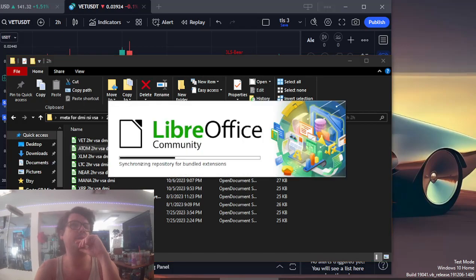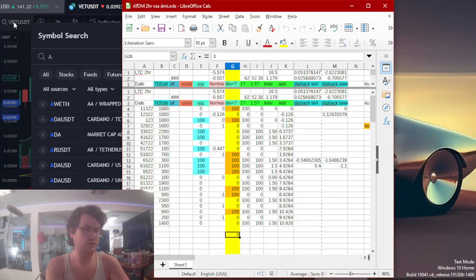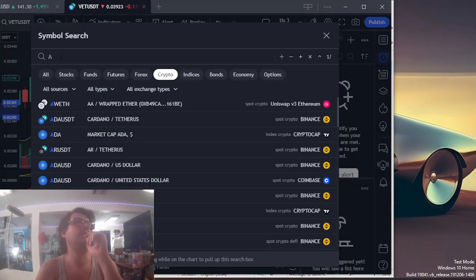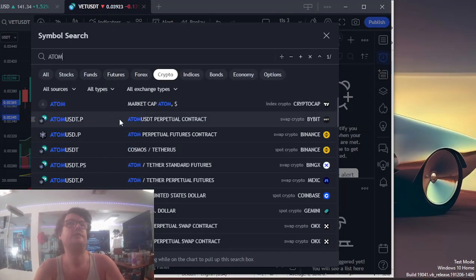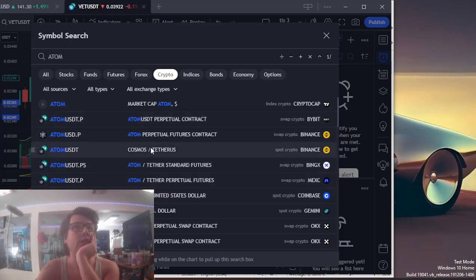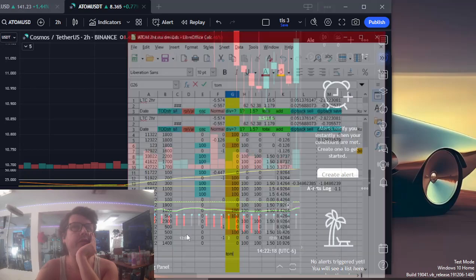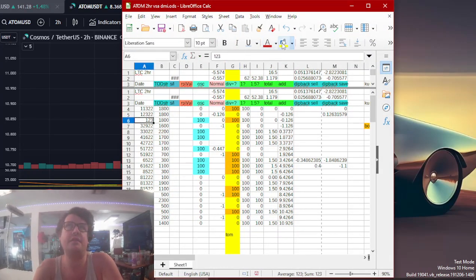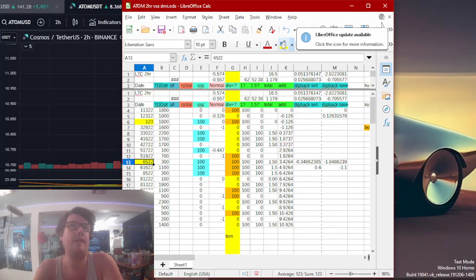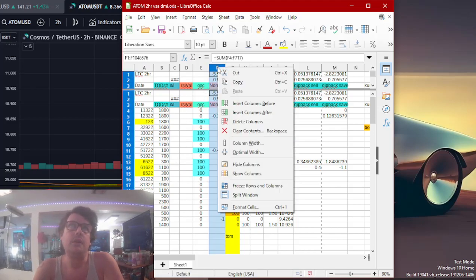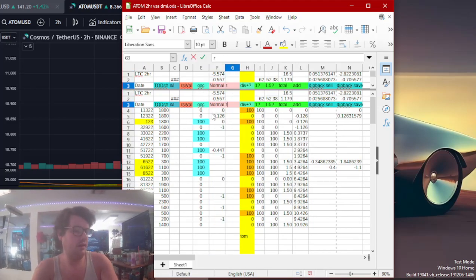Let's do Atom. Probably use this one. 2 hour. Alright, let's highlight the winning trades, or the trades that were taken. Wow, some good ones on here. I wonder why I didn't use a consistent color scheme at this point. Oh well. RSI, question mark.